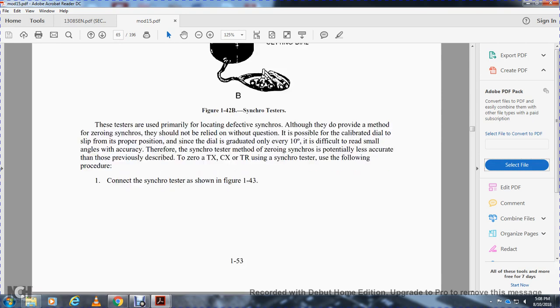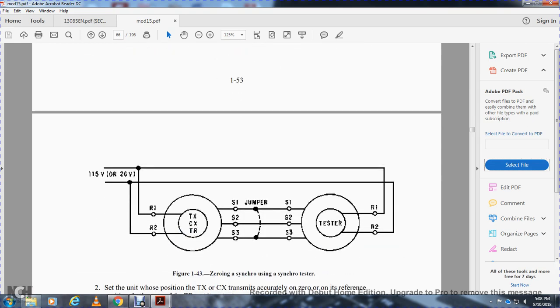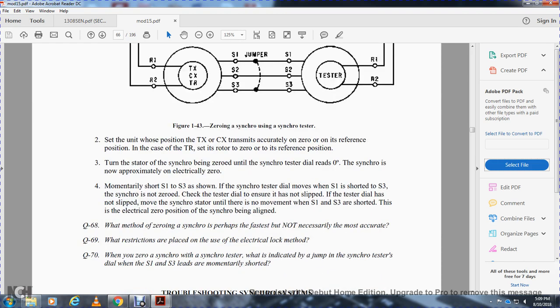The synchro tester is shown in figure 143. Figure 143 shows the zero synchro tester with 115 volt and 26 volt connections: rotor 1 and rotor 2 on the torque transmitter, control transmitter, torque receiver, resistor, and the tester. Stator 1, stator 2, and stator 3 are jumpered between the control transmitter, control transformer, and stator 1, stator 2, and stator 3 of the tester.